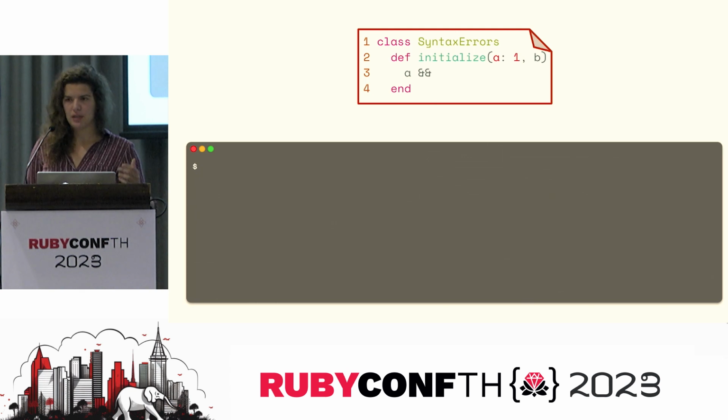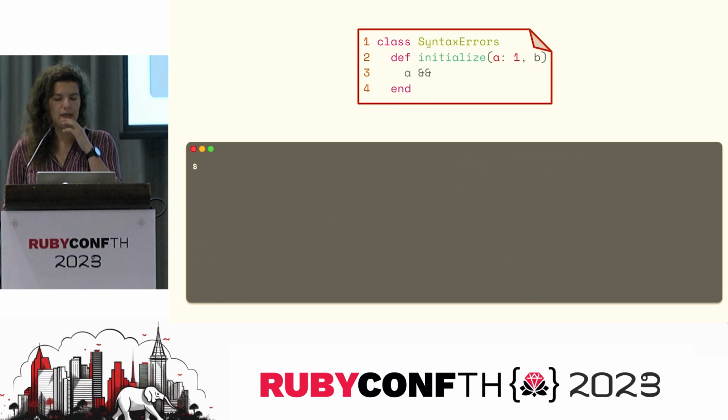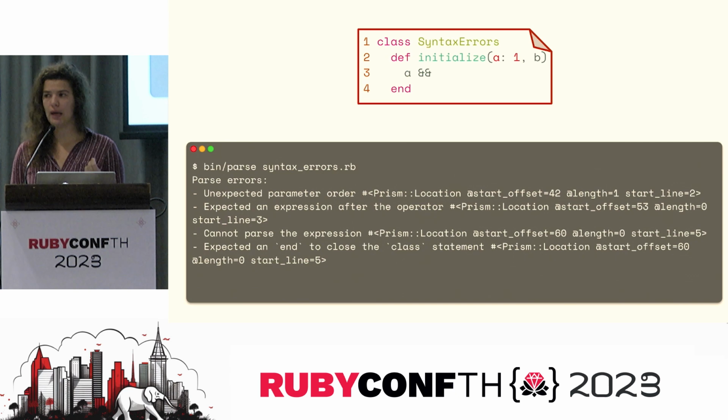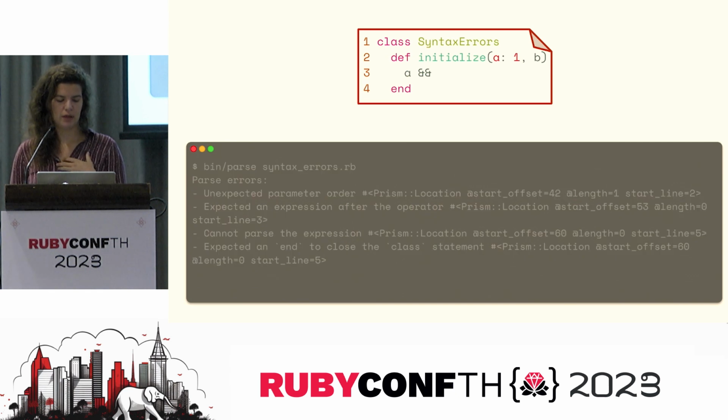So as I mentioned earlier, Prism is a new parser, and I just wanted to show what Prism will give you with this file. So if you cd into Ruby Prism, it exists as a gem. You can use it as a gem. I'll talk in a moment about how it'll come in the future. You can just run bin parse to parse a file. If we run that for syntax errors, we get the following parse errors.